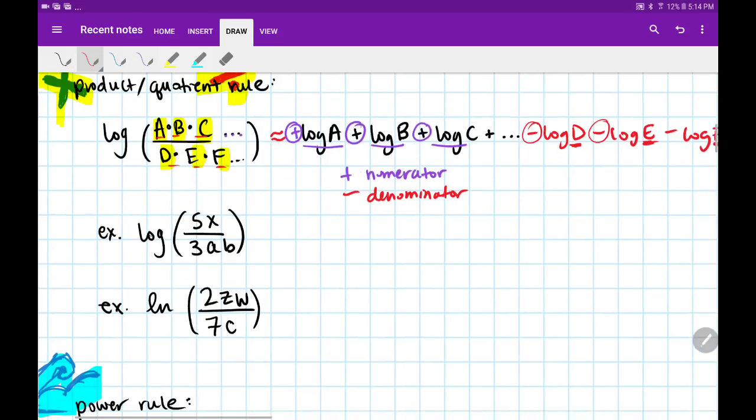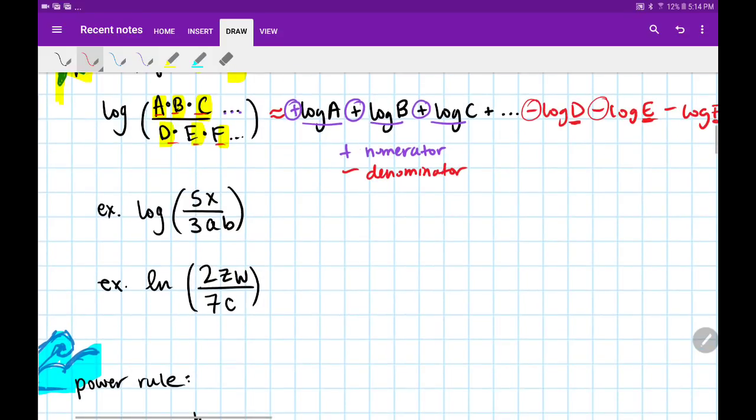So let's look at this example. Using the rule that we just came up with, we're going to expand this logarithm. So I'm going to write equals. Now let's see how many logs we should end up with. Remember, each piece that multiplies gets its own log. So I have a 5 times x. That's 2 in the numerator already. And then in the denominator, I have 3 times A times B. So I have a total of 5 pieces here: 1, 2, 3, 4, 5.